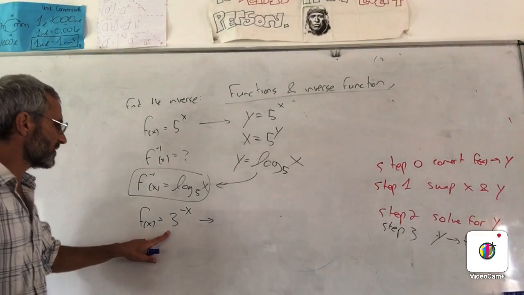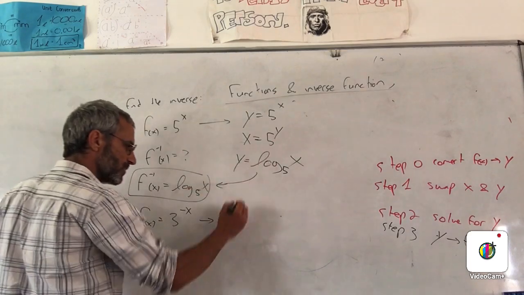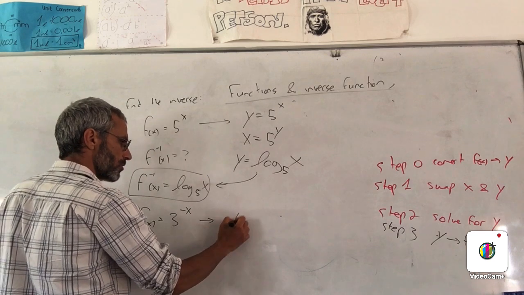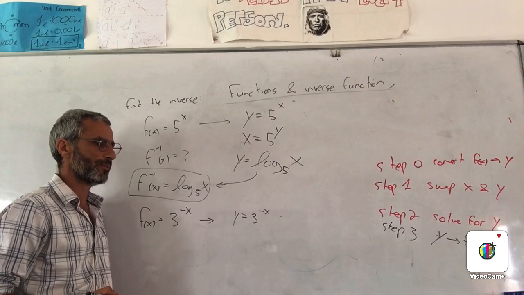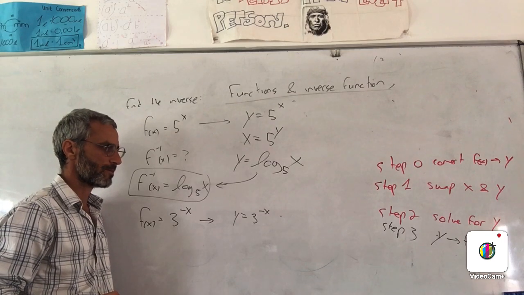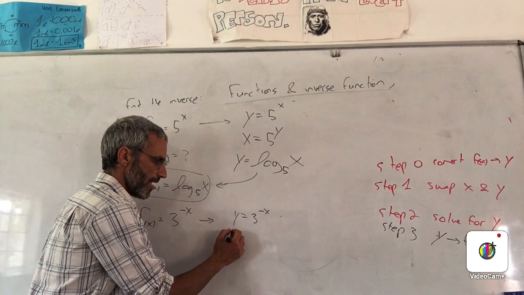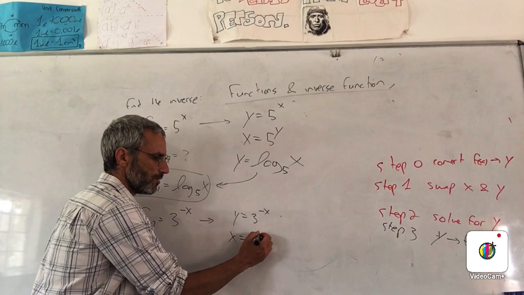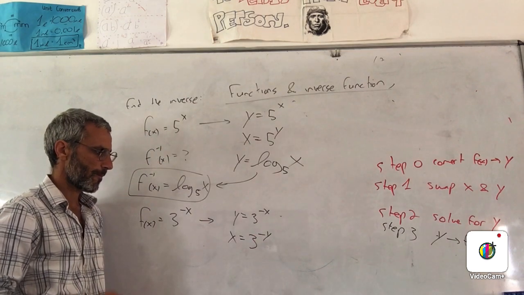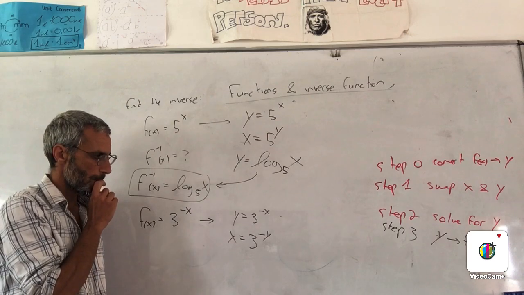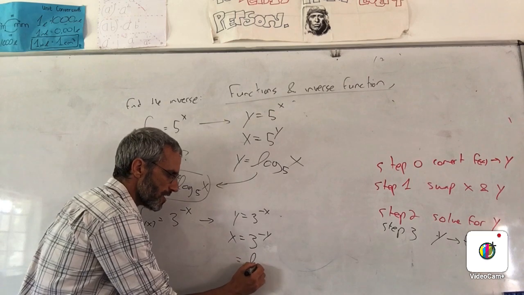We're going to do something similar, but now with the negative exponent. Let's see what happens. So step 0, instead of f of x, we're going to write y equals 3 to the power minus x. What shall we do now? Step 1. Swap. So in other words, I'm going to write x equals 3 to the power minus y. Step 2. I have to log it. So I'm going to write a log here.